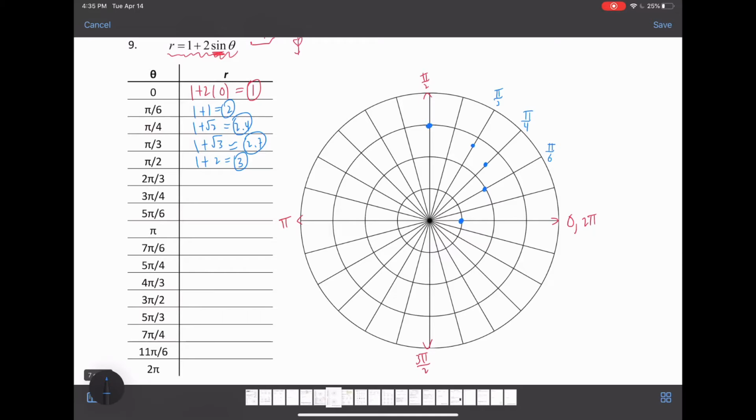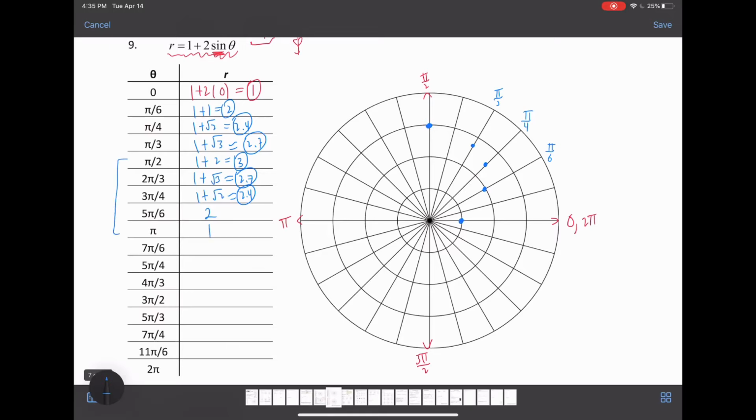Let's see some symmetry on the other side. Some of these values you're going to recognize. If I plug in 2 pi over 3, I get 1 plus square root of 3 again. I get 2.7. 3 pi over 4, 1 plus the square root of 2, so you're going to get 2.4. 5 pi over 6 gives you exactly 2, and pi gives you exactly 1. Okay, so that helps with quadrant 2.